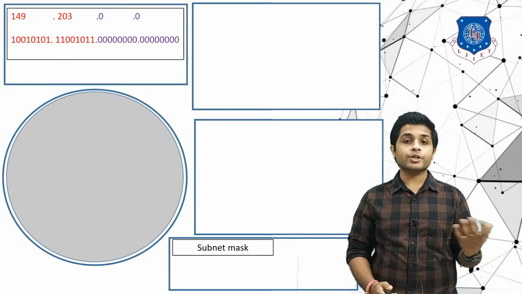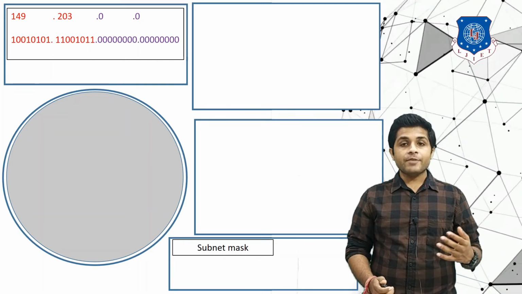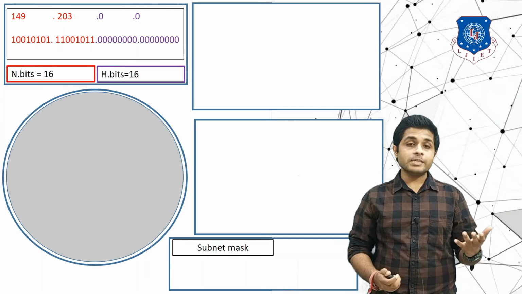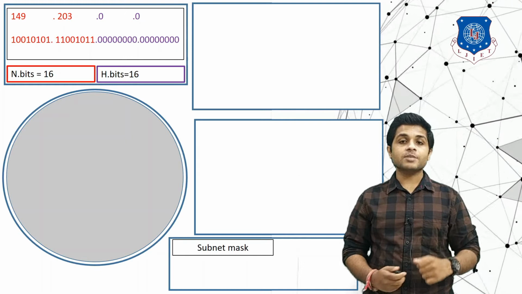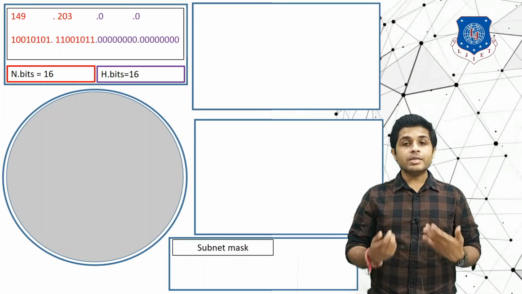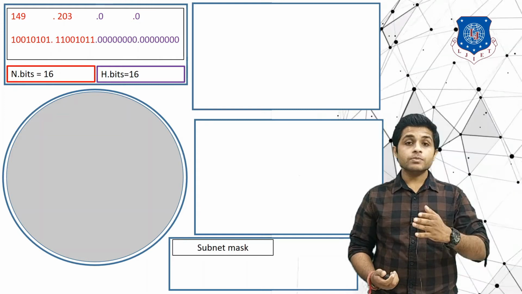From 2 raised to 16 individual class B networks, one network, 149.203.0.0, is allocated to you. And we know that this is a class B network, so the first 16 bits are for the network and the remaining 16 bits are for the host. Right now I want to divide this network into subnets.